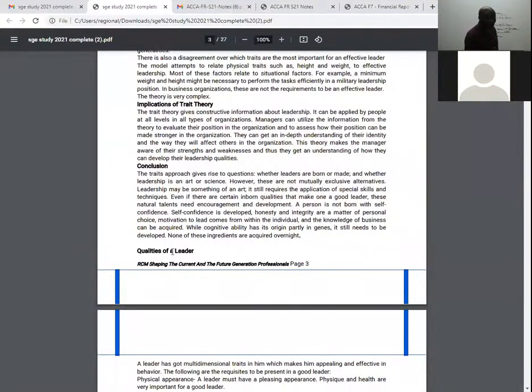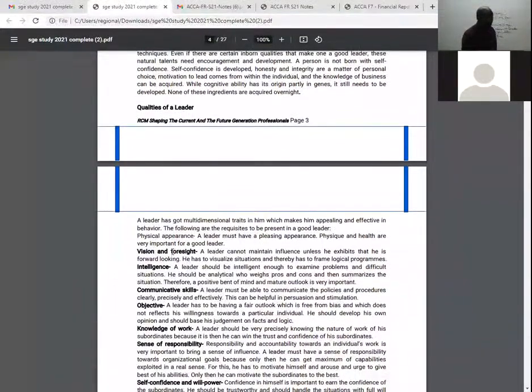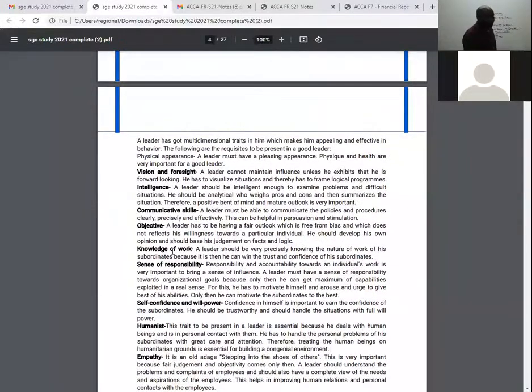So, qualities of a good leader, I'll keep on always talking about this. You must have vision, that is foresight. You must be intelligent. You must be good at communications. You must be objective in your work, with no favoritism. You must know your work, have a sense of responsibility, self-confidence, and willpower. We have in this case the concept of empathy. Empathy is quite close to humanist empathy, right?